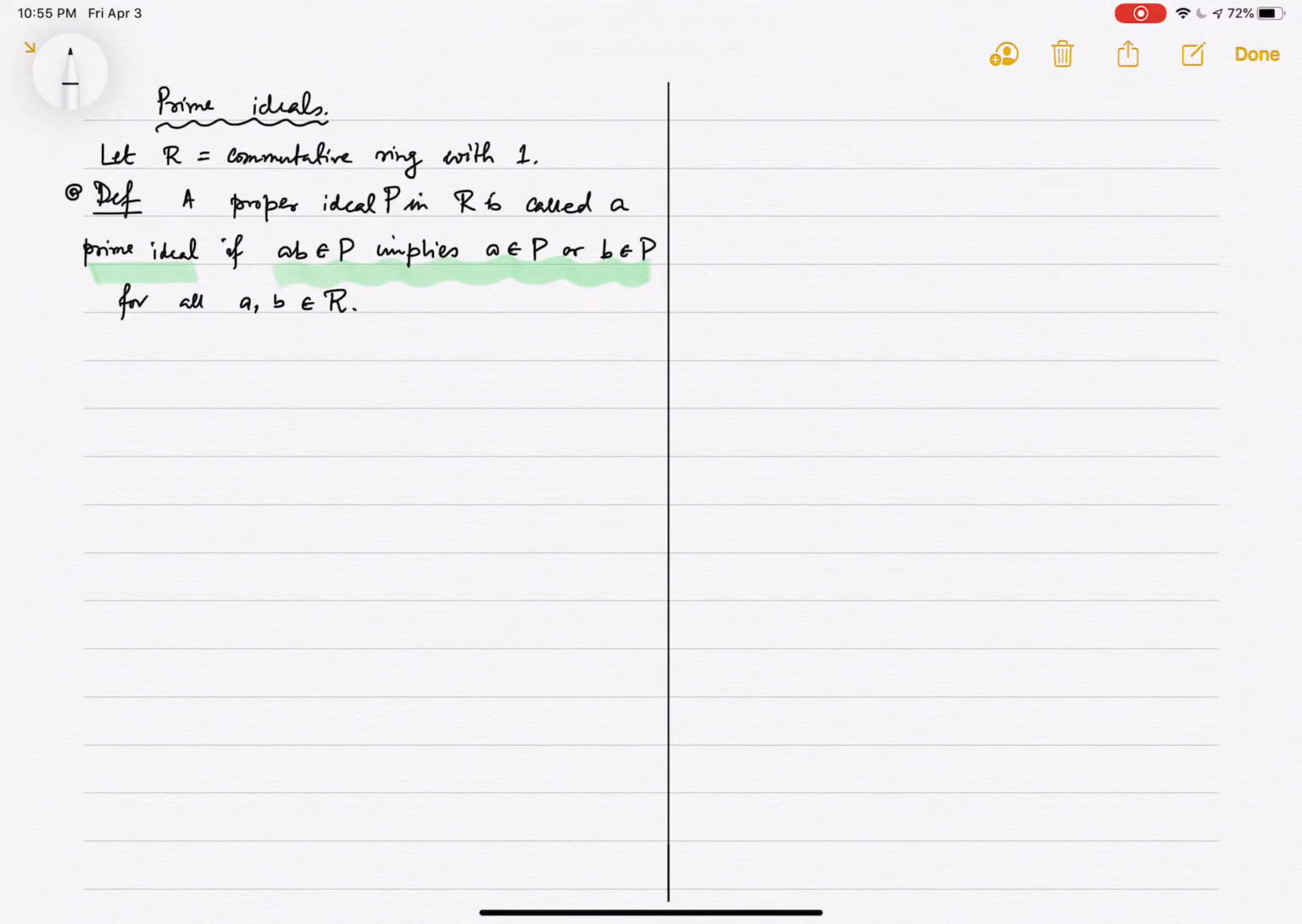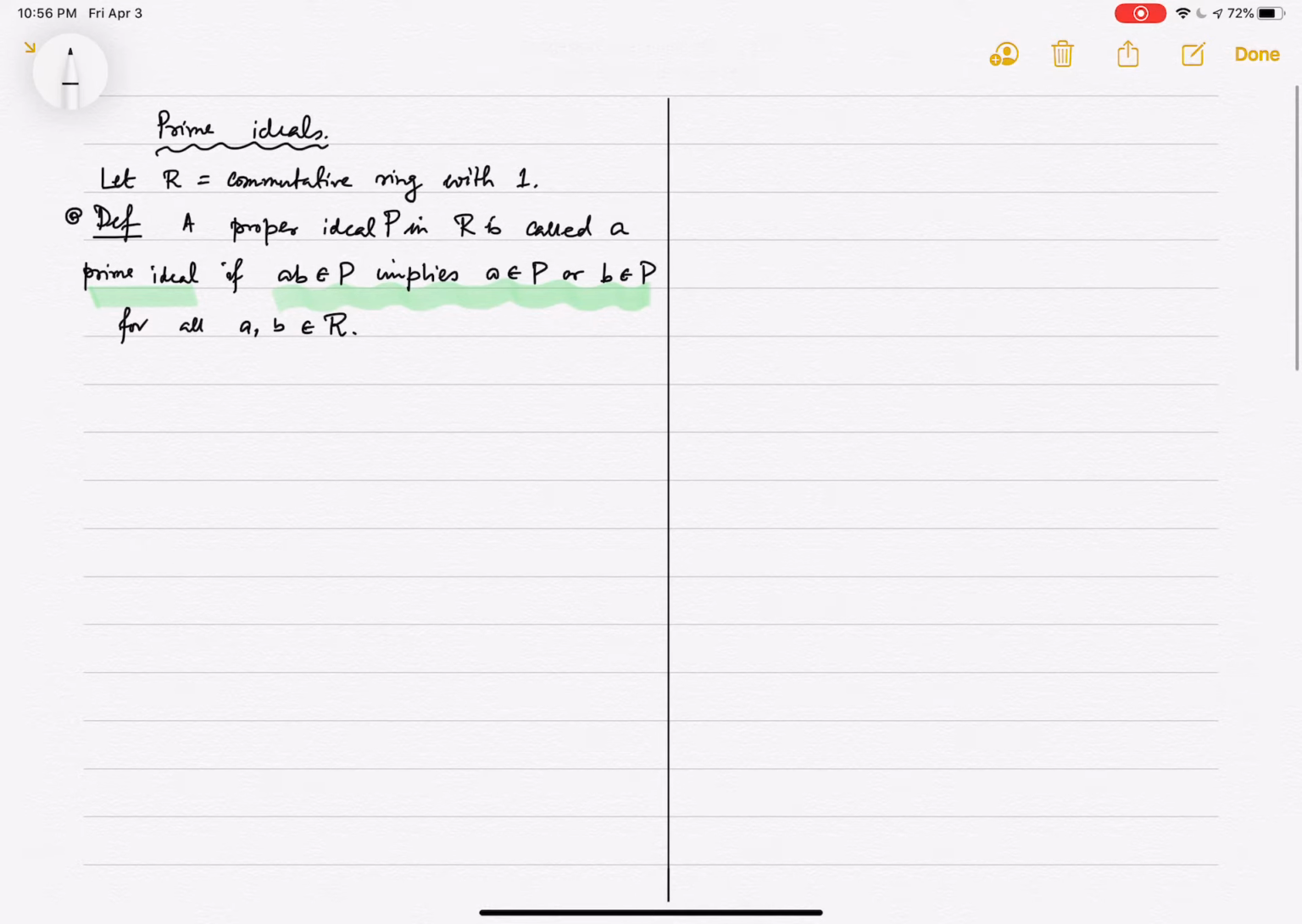So to parse this definition, these are the most important kind of ideals, and they generalize, as we'll see, the notion of prime numbers in Z and the notion of irreducible polynomials in the one variable polynomial ring over a field. To parse this definition, I want to first talk about this notion of divisibility among ideals. So we're going to give some definitions that would make this condition look more like the condition that you have for a number being a prime number.